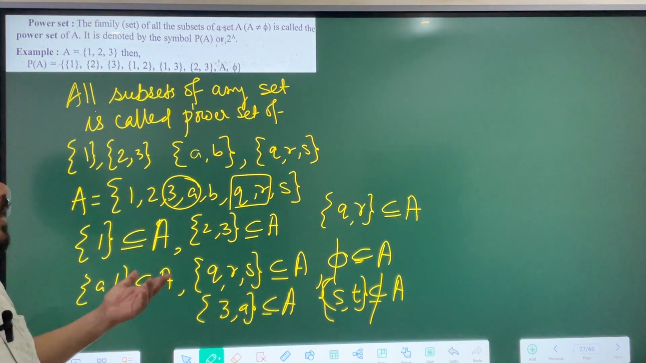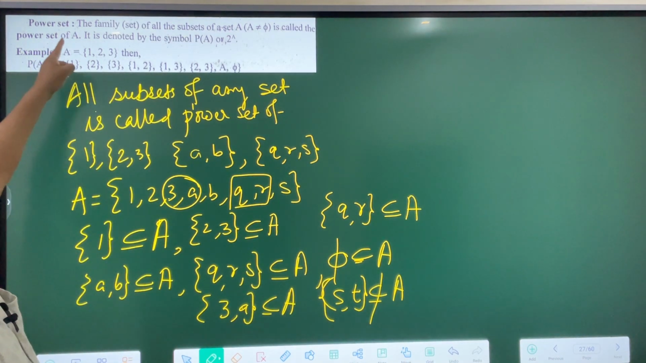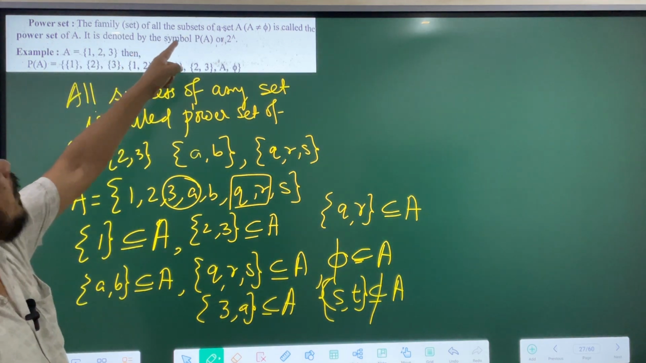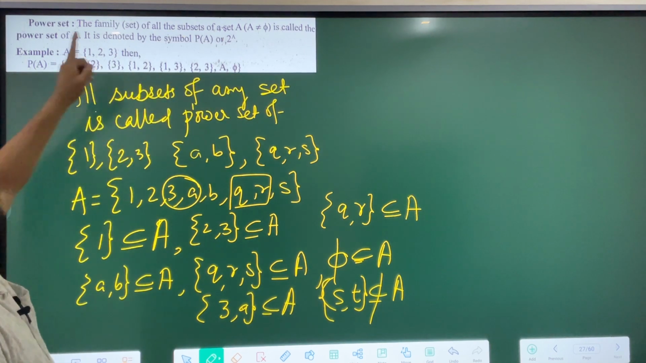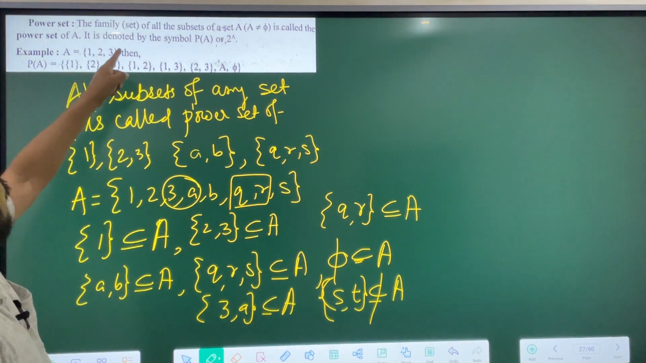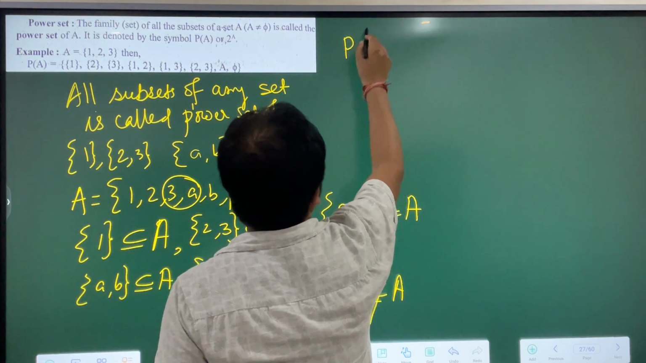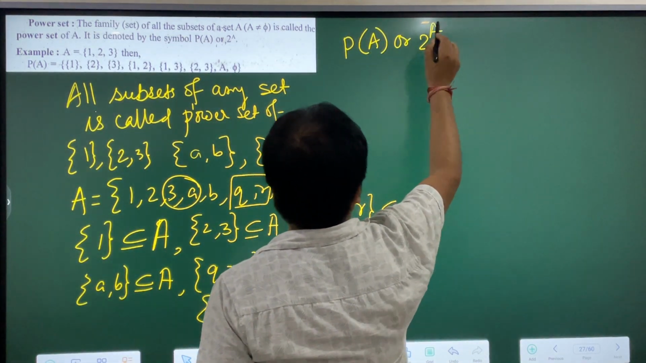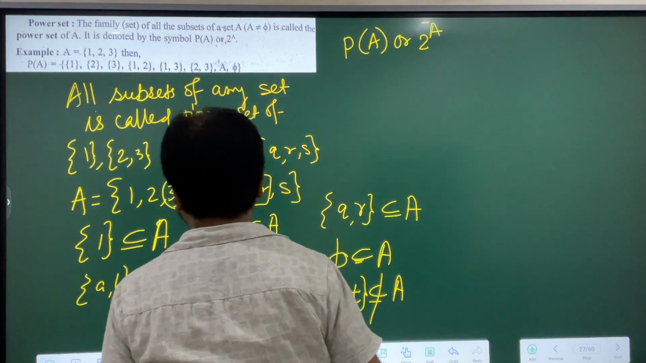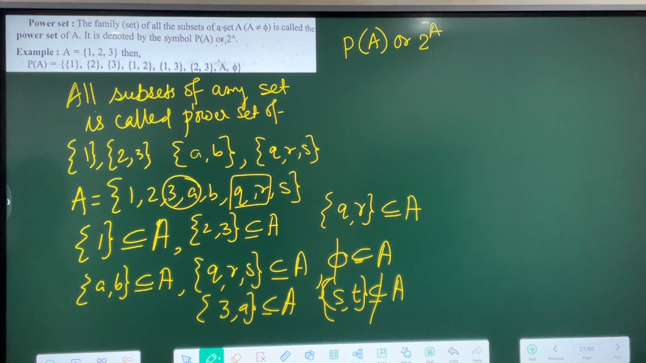So this way, how many subsets can we write? That is a question, and that is called the power set. The family of all the subsets of a set is called the power set of A. It is denoted by the symbol PA, or 2 to the power A. PA means power set of A. 2 to the power A I will explain, but power set of A we can write as PA.